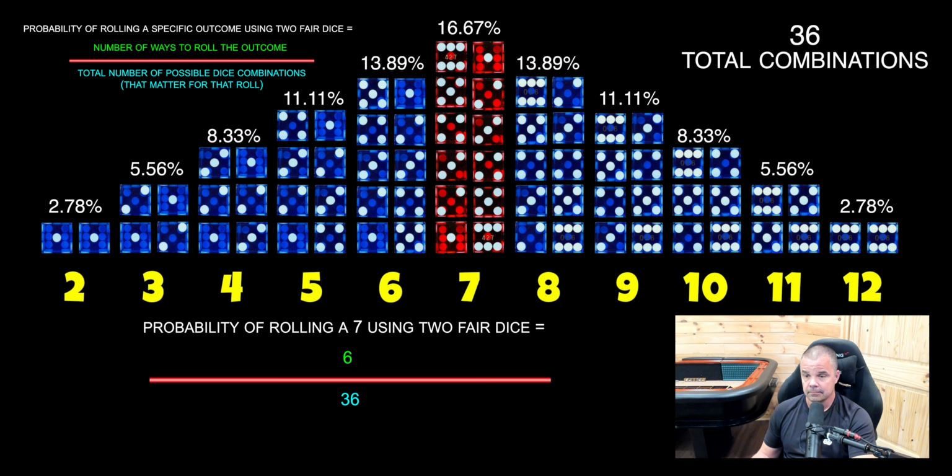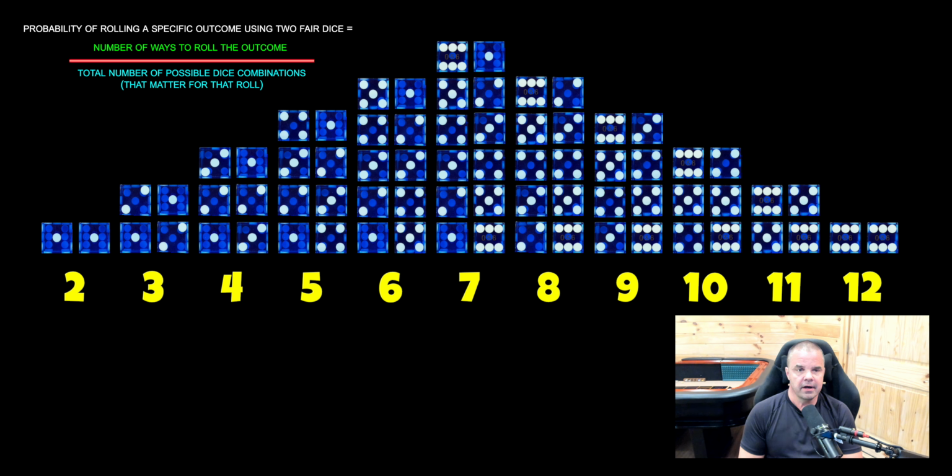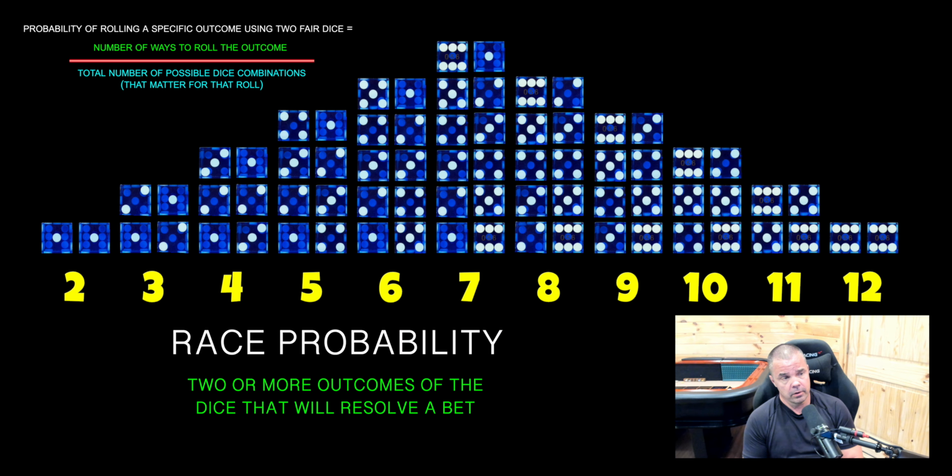That's all. Okay, so now that we've got the understanding of single roll bet probability, we need to take the next step for the second type of probability in craps. There's really only 2: the single roll bet, when it gets resolved on a single roll, and what I like to call the race probability, where you have two or more outcomes that could be happening based on the roll of dice. So a race, basically, it's whoever gets there first wins.